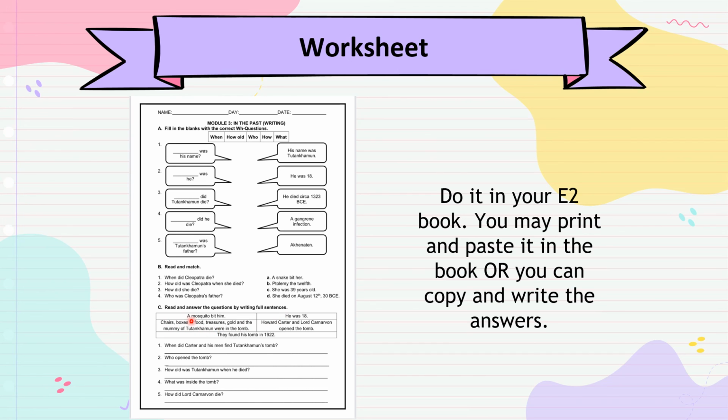Baca dan jawab soalan dengan menulis ayat yang penuh. So, pilihan jawapan dah ada. So, awak tinggal tulis masukkan dalam ni. Do it in your E2 book. Buat dalam buku E2. You may print and paste it in the book or you can copy and write the answers. Awak boleh cetak dan tampal dalam buku. Pastikan tampal je. Or atau kamu boleh salin dan tulis jawapan kamu.